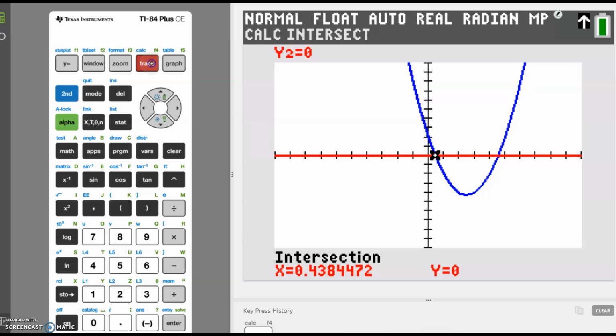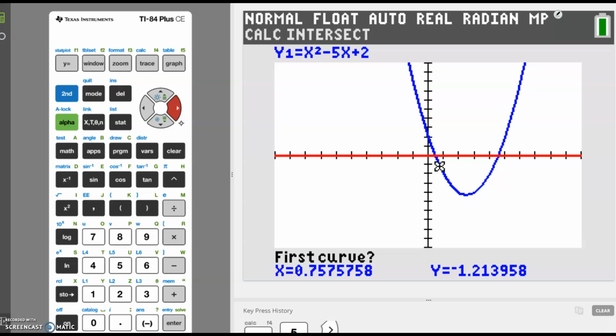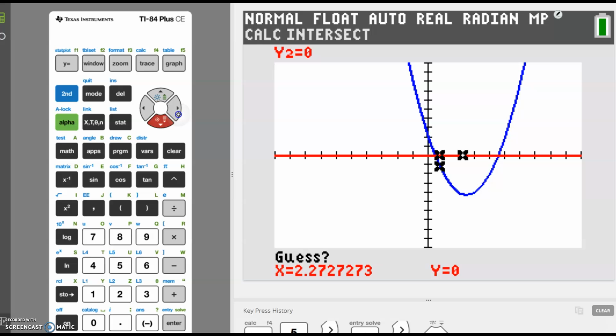And if I want to find the other one, I do the same, second, trace, number 5. And it says, first curve, second curve, enter. Okay. And then for guess, I'll move it closer to the other x-intercept. And here we go, and hit enter, and it gives me the other one. Okay, so that's how you can use the calculator. Hopefully this helps out, and if you still have questions, feel free to stop by.